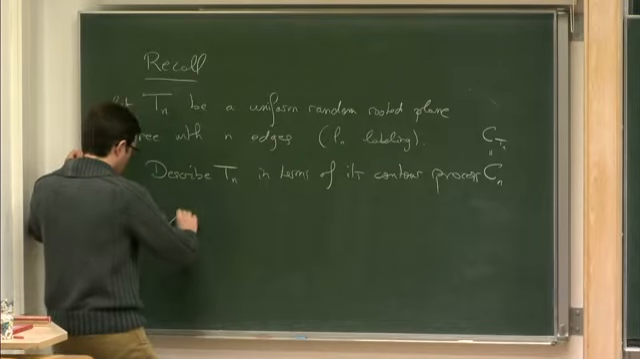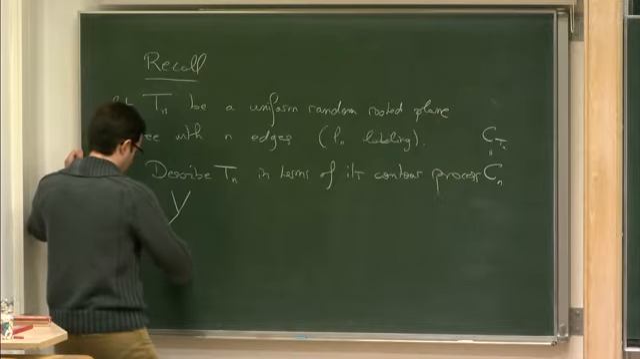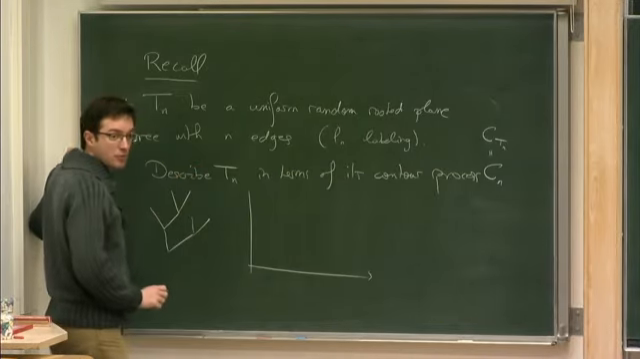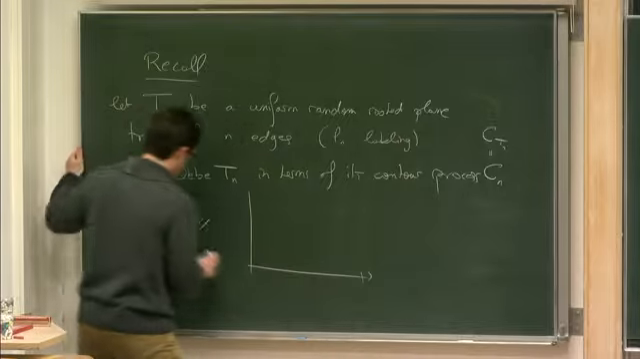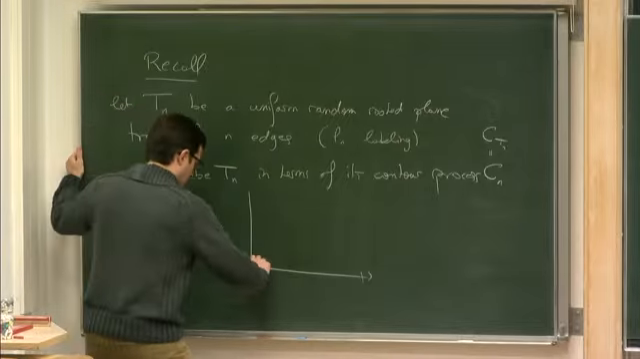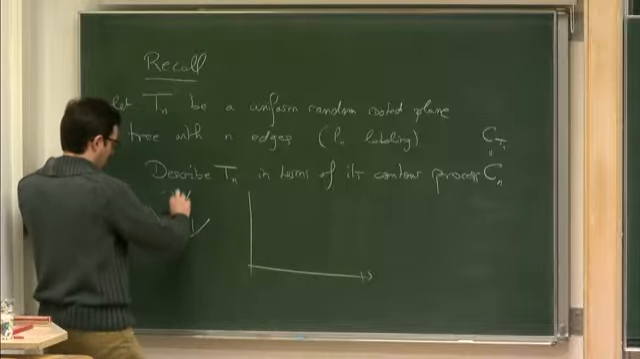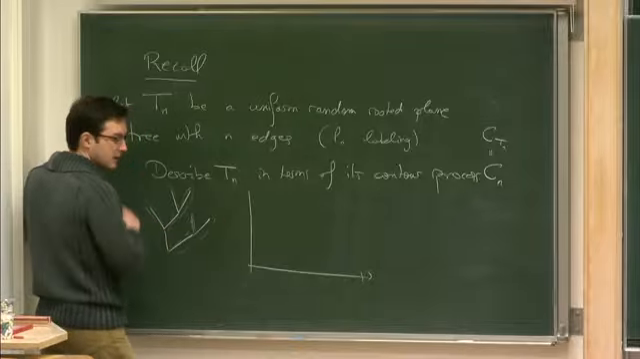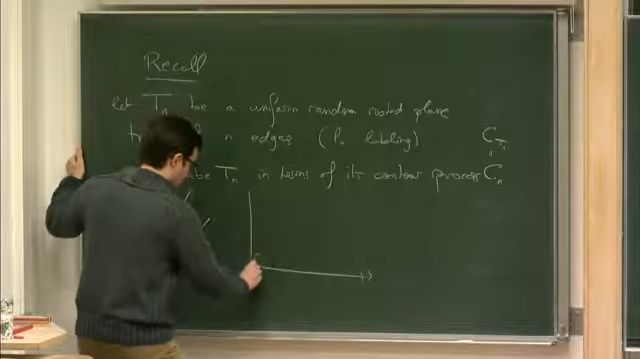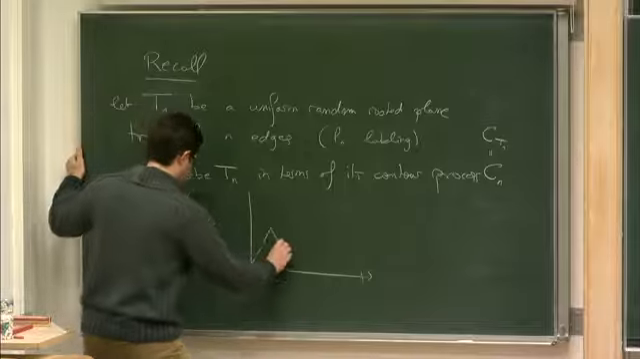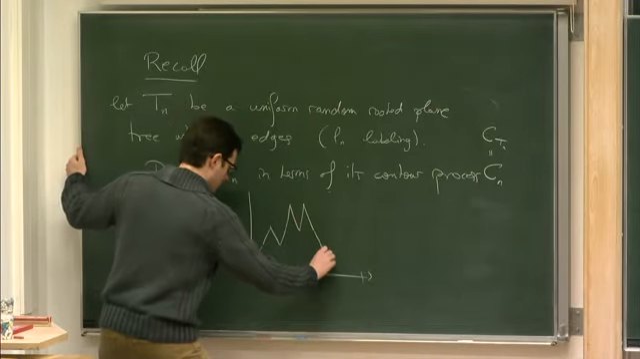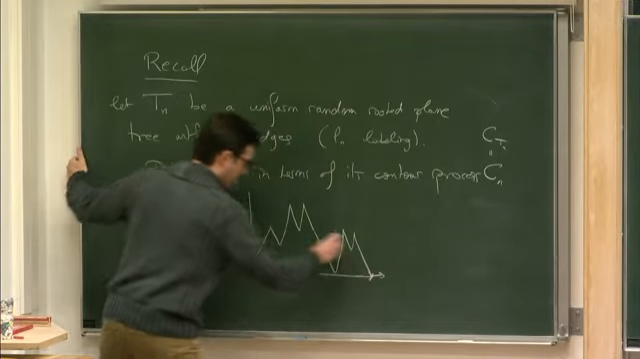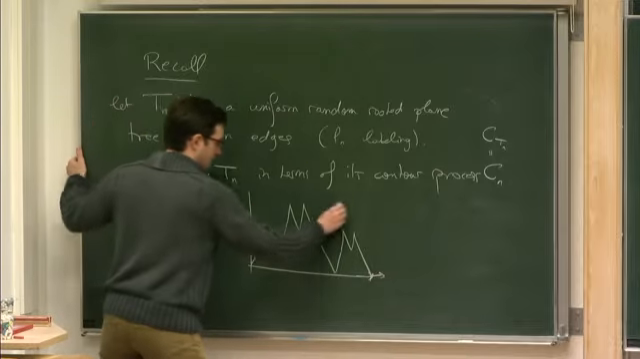So recall that the contour of a tree is, if you like, a random walk path of length 2n, where n is the number of edges again. It's the path that records the height of, say, a particle that travels along the tree in contour order. So here the contour process would be something like that. So that's Tn and Cn.